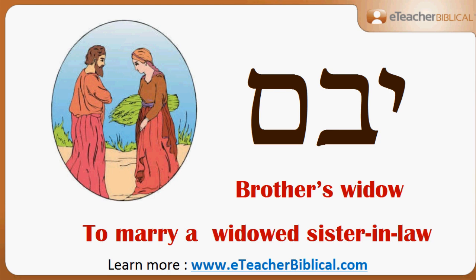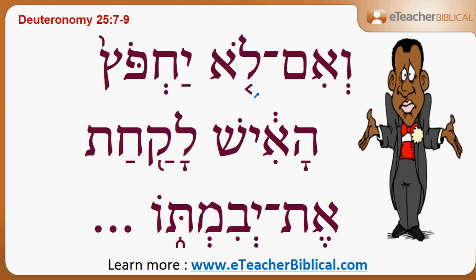Now, what happens if he does not want to marry her? Can he take himself out of this contract, of this law? Indeed he can. Let's see, it's in the Bible. So here you see he does not want to marry. That's in Deuteronomy 25:7-9. I have picked several portions here. Then let's read it together.